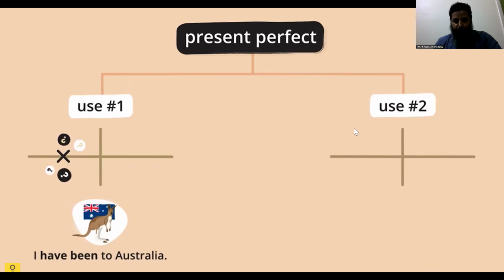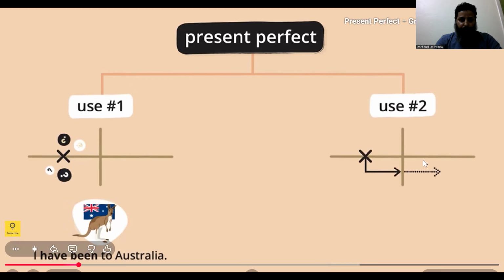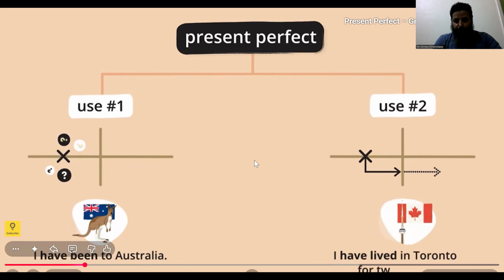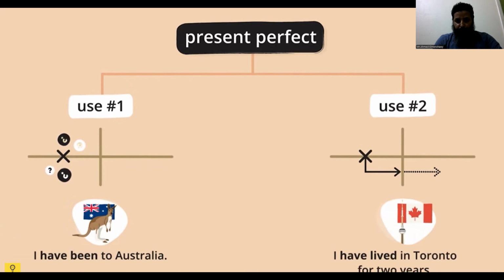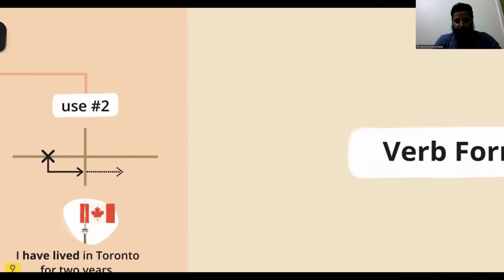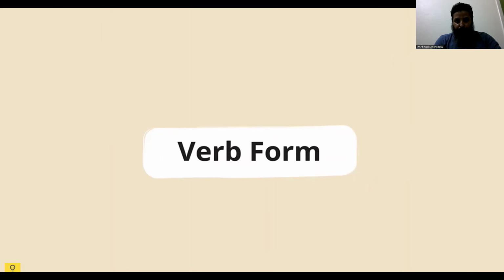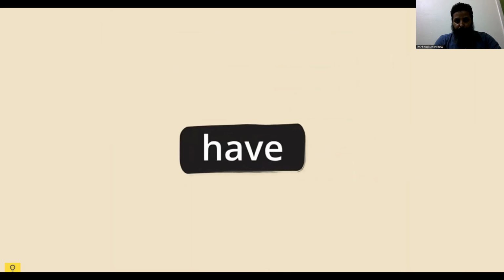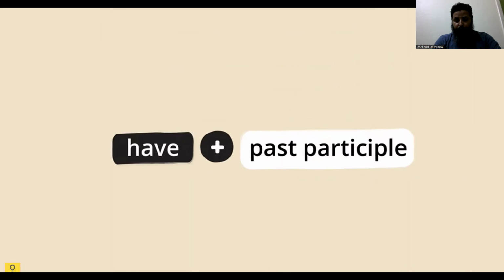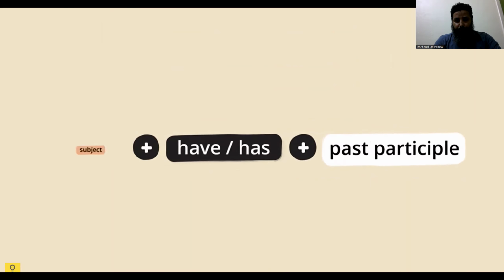The present perfect can also show a continuing action. It shows an action that started in the past and continues to the present. This action might continue into the future too. For example, I have lived in Toronto for 2 years. The present perfect is formed with the auxiliary verb have and the past participle form of the main verb. Have changes forms depending on the subject.